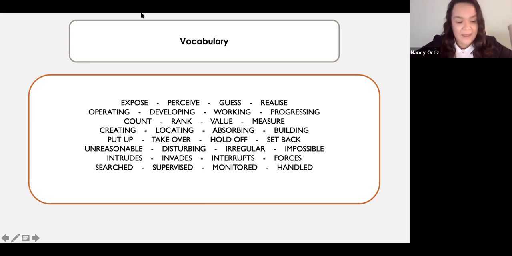Put up with is different. If you want, we can also check put up with. Let me put it here. Put up with. The difference is this with, okay? This means tolerate. In Spanish, tolerar, aguantar, soportar.